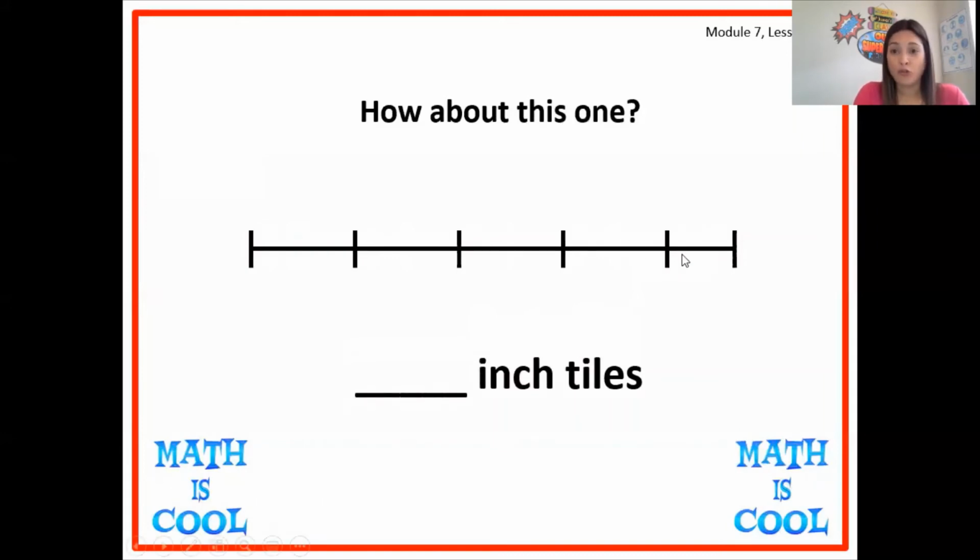They did an overlap. Remember, no gaps, no overlaps. Well, if you see this line here, the very end has an overlap because the first inch tiles were correct, but then when you get to the end, it's smaller. So that means that there was an overlap there. So we can't do that. How many inch tiles would that be? 4. It'd be 4 because that's where it ended.